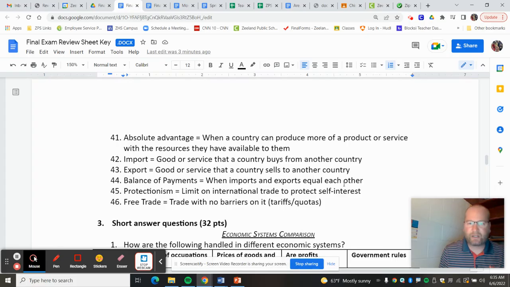Absolute advantage. That's when a country can produce more of a product or service with the resources they have available to them. So if we're comparing two countries in terms of their ability to produce a certain product, we'll go back to the soccer balls. If Canada's going to make soccer balls and so is the United States, if we can produce 10,000 and they can only produce 5,000, we have the absolute advantage. We might not have the comparative advantage if we're trading two products, but in terms of the soccer balls, we have the absolute advantage because we can produce more of them more efficiently with the resources that we have.